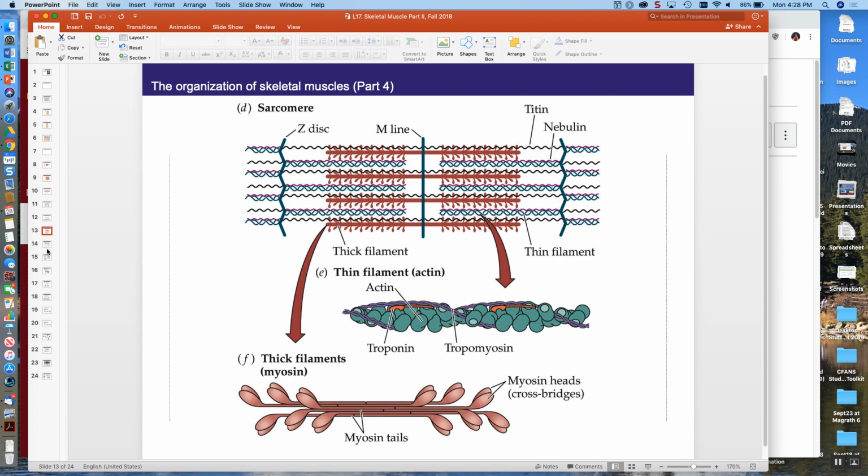I'm just kind of skipping to the most important parts. Just remember these elastic elements, titin and nebulin.